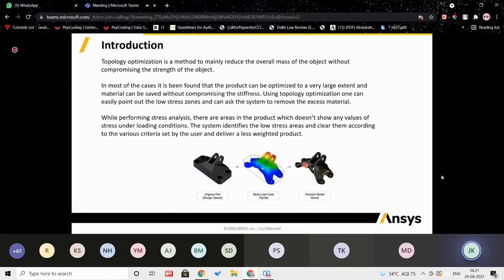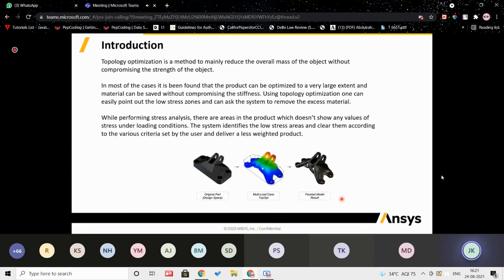So if you are manufacturing a component, as you may see, there is an original part. And if you are doing topology optimization, you are saving a lot of material with an increase in stiffness and a reduction in stress, right? So in that way, you are benefiting in both perspectives. You are increasing the stiffness of the material and also reducing the manufacturing cost.